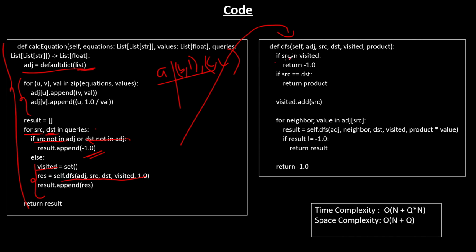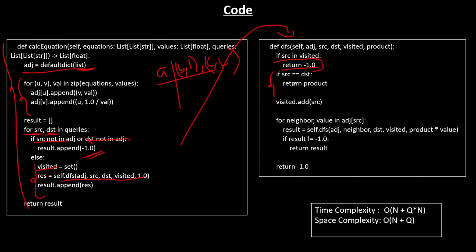If the source is visited already, we return -1. Suppose the graph is a circular one. Suppose this is the source you started with. You came here, here, here, here, then you came back to the source again, right? That means a circular graph, and you didn't get the value you were looking for. If it is already visited, we return -1. If you end up visiting the same source again, that means you didn't find the destination and you have to return -1 in that case. It's a simple understanding of how a circular graph could be.